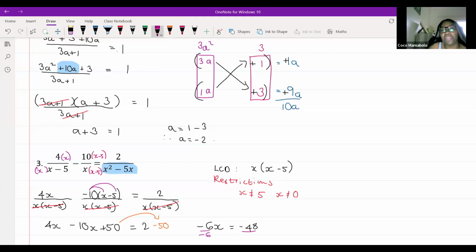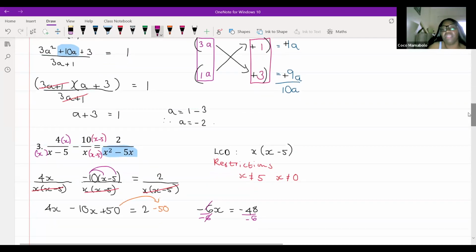And I have somebody who DM'd me the answer way before any of you. Well done to that person. They know exactly who they are. Right, well done. Therefore, x is equal to 8.